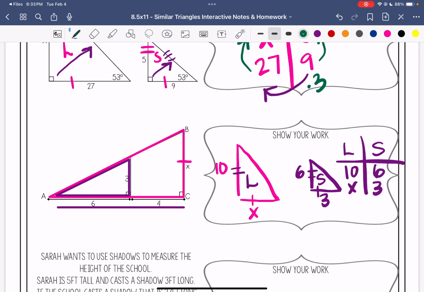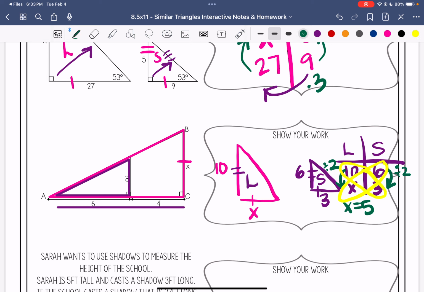Now, remember, you can start from 6 to 10 or 6 to 3. I see a better relationship. 6 becomes 3 by multiplying it by half or dividing by 2. Whatever you do to one side, you'll do to the other. So x equals 5. If you want to double check yourself, you could just check your cross products.